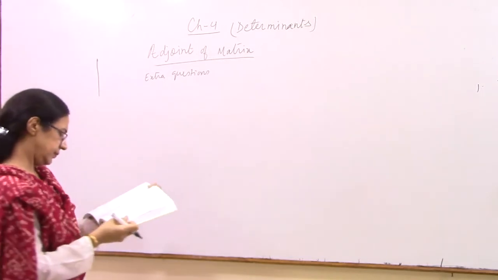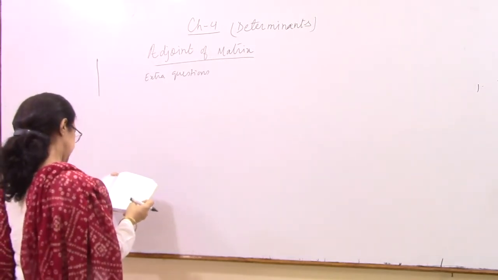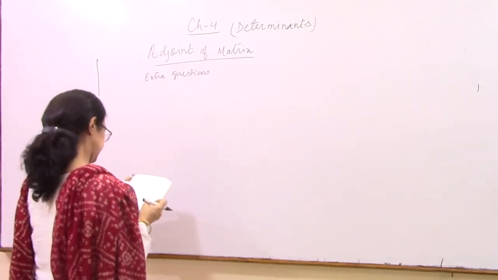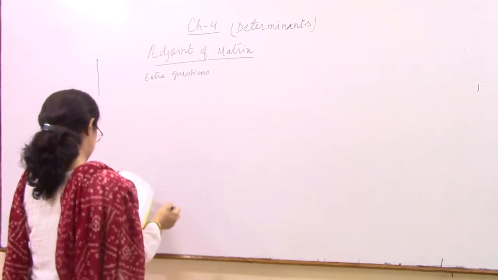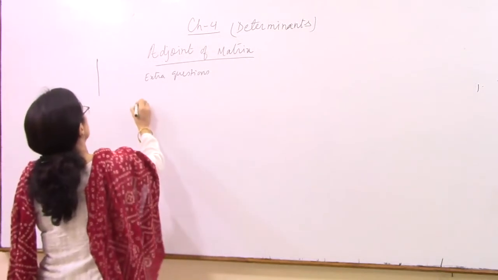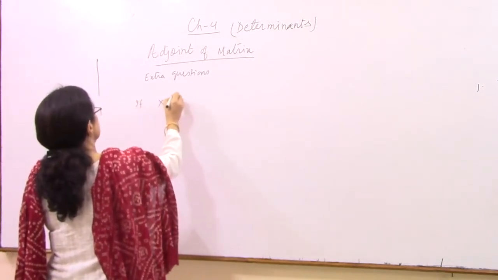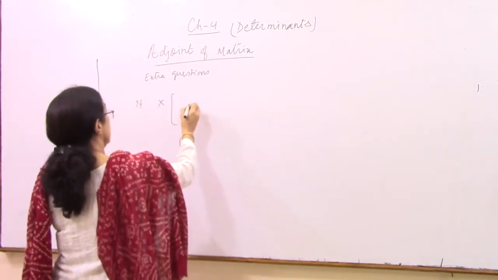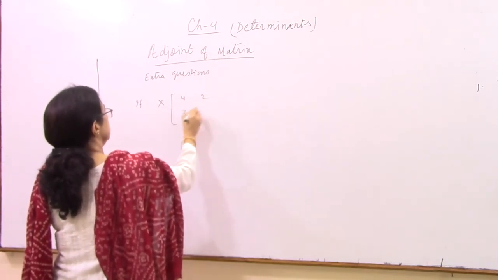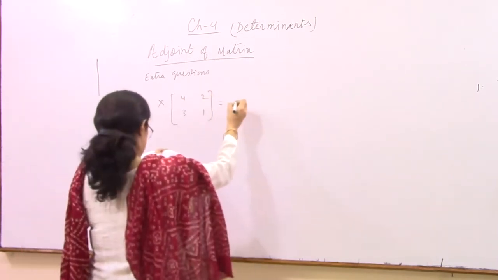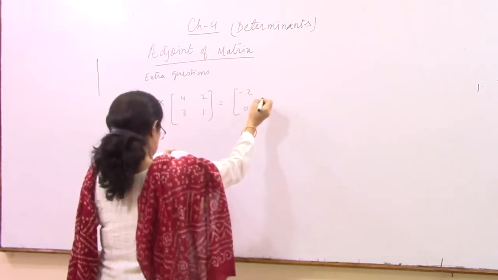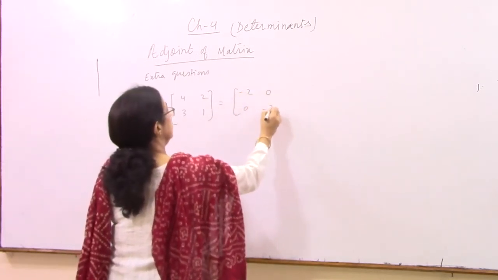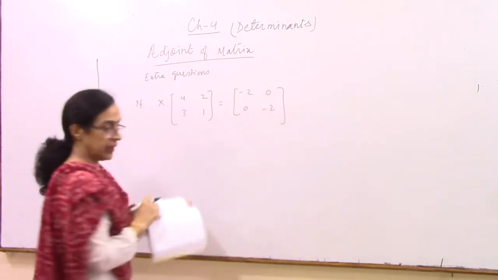Next question. If X times the matrix 4 2 3 1 equal to the matrix minus 2 0 0 minus 2, find matrix X.